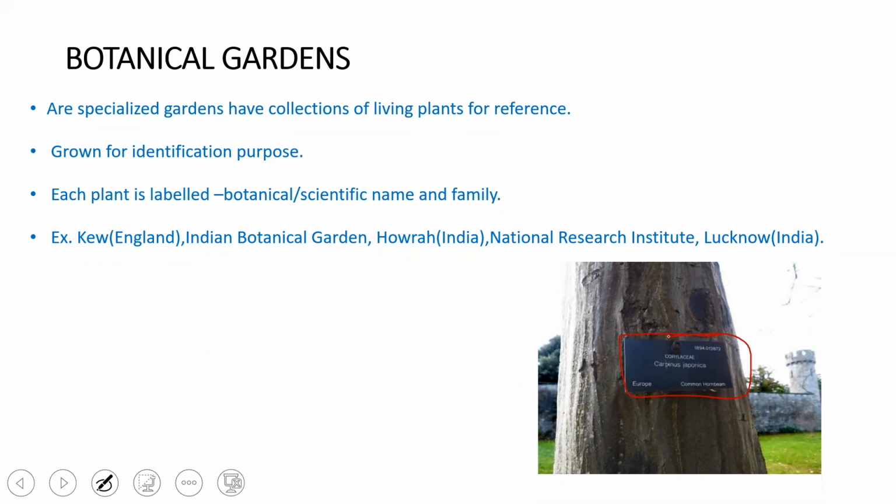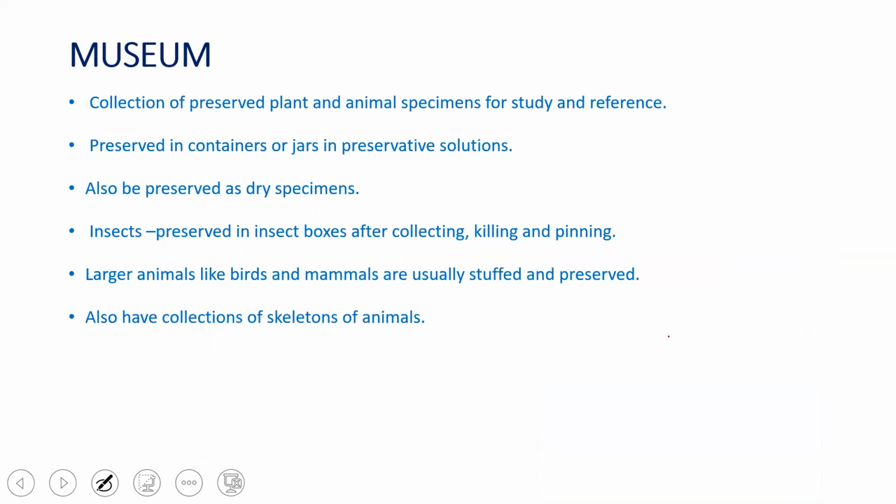Yes, we'll go ahead with the next taxonomical aid, that is the museum. You are all familiar with museums. A museum can be a collection of preserved plant and animal specimens. Botanical gardens are only with regard to plants. Herbarium is only with regard to plants. Whereas in the case of a museum, you see a collection of both preserved plant and animal specimens.